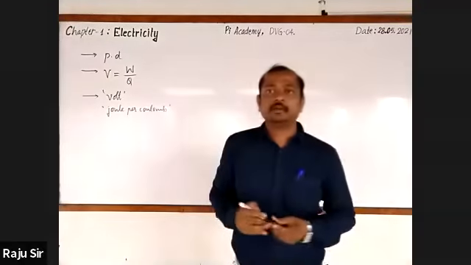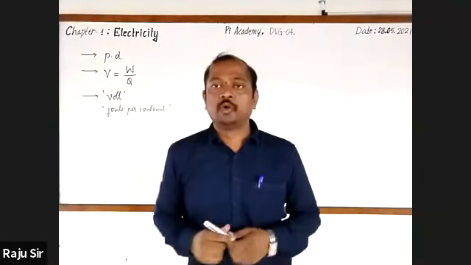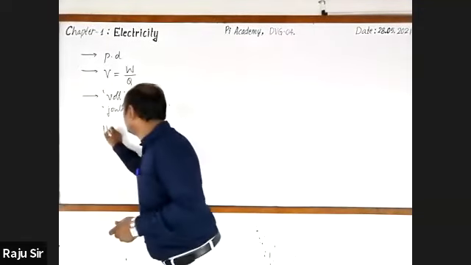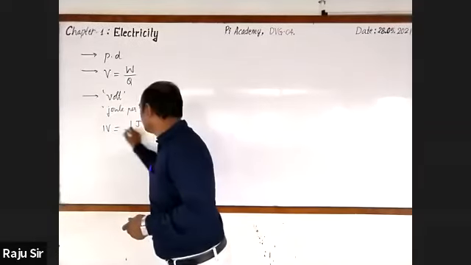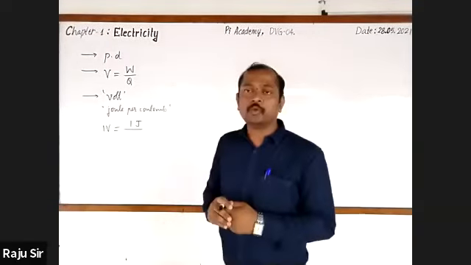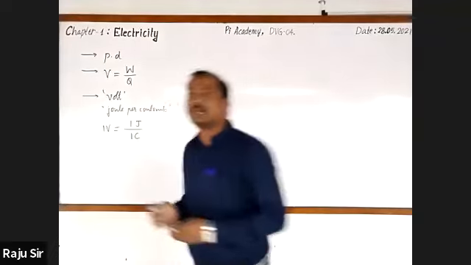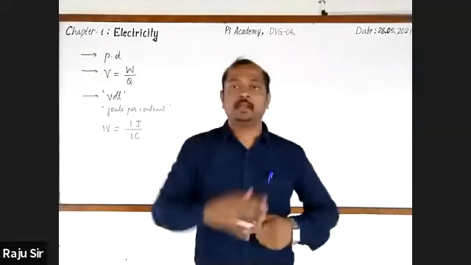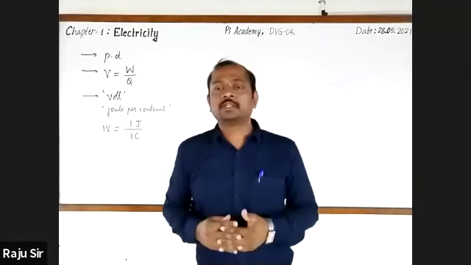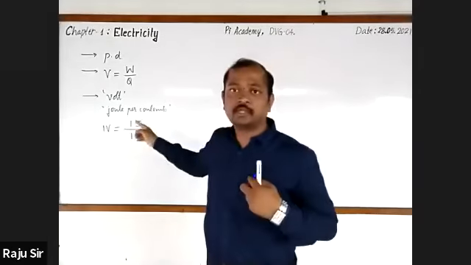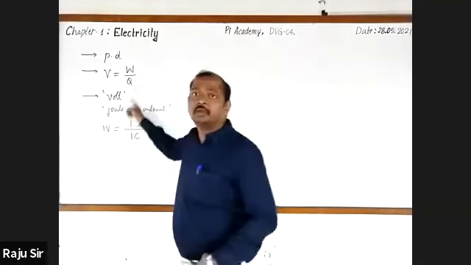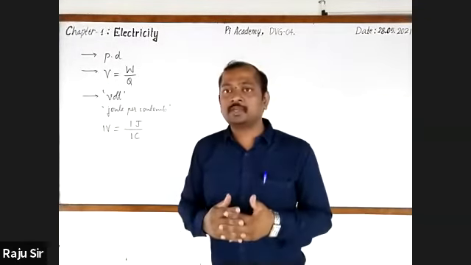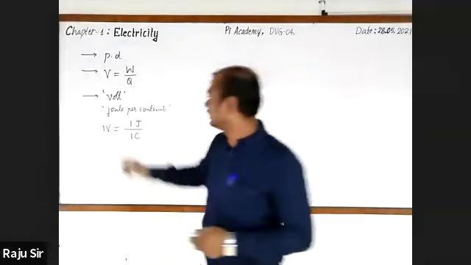And we have even defined 1 volt. The potential difference is said to be 1 volt if 1 joule of work is done in moving 1 coulomb of charged particles from one point to another point in an electric field. Even yesterday in the worksheet, I had given you this question, that is to define the SI unit of potential difference, nothing but voltage. So you should not just mention the SI unit. You have to write the definition of 1 volt.